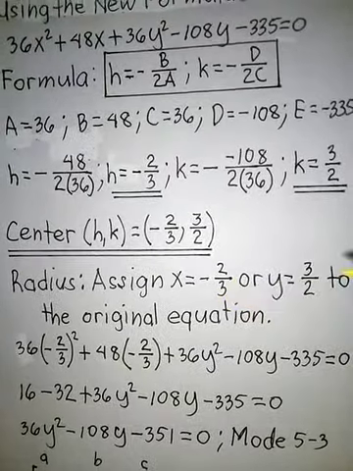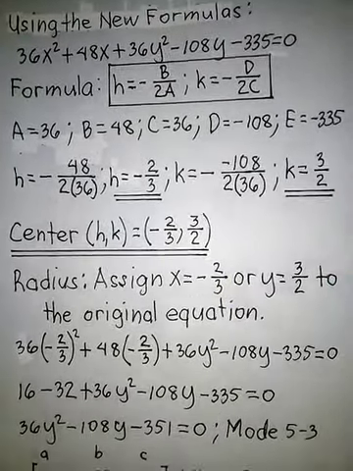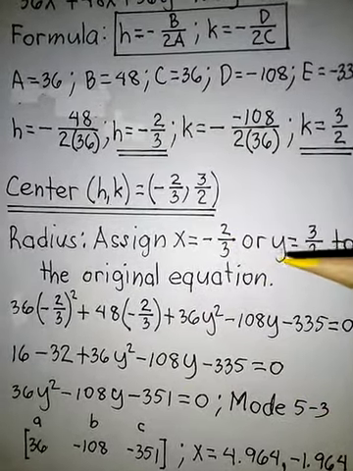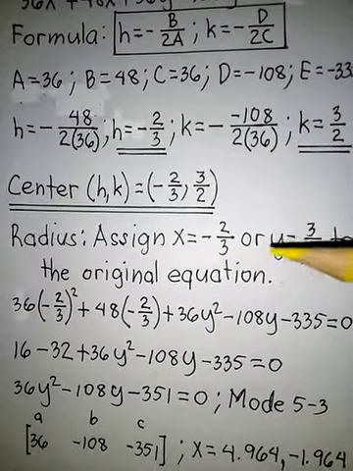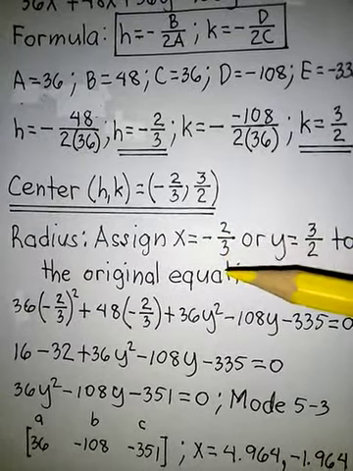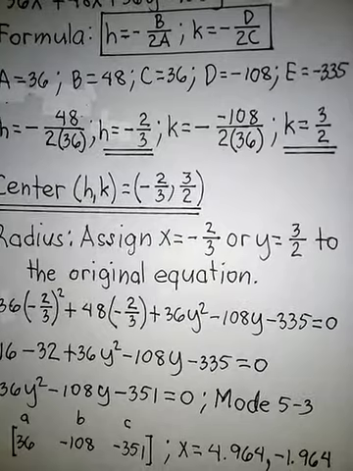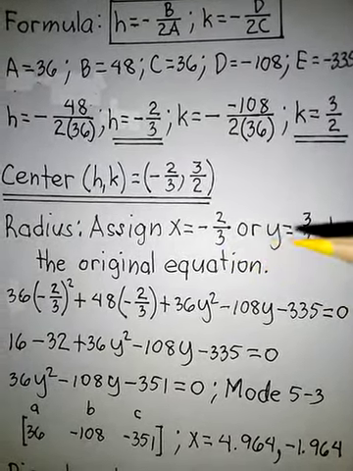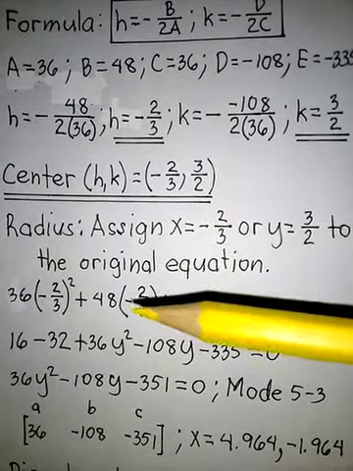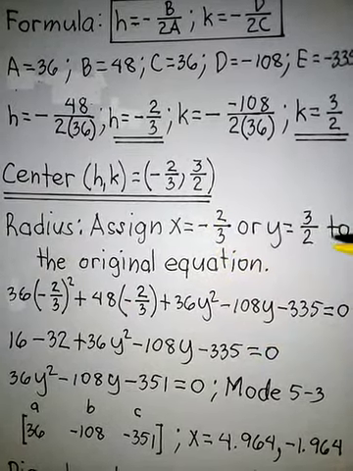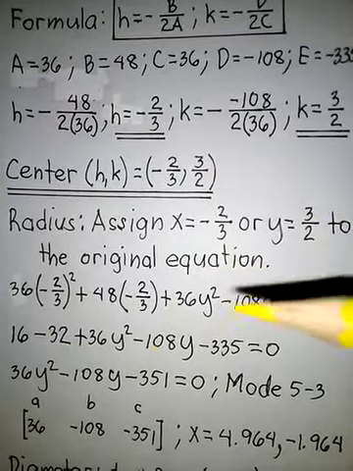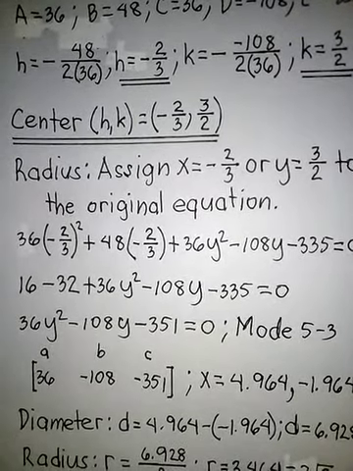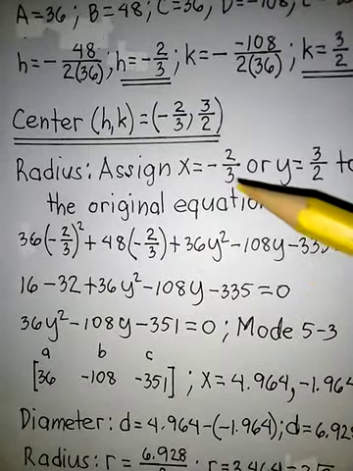For the radius, we will assign either x is equal to negative 2/3 or y is equal to 3/2 to the original equation. So it's either you substitute x is equal to negative 2/3 to the original equation, or substitute y is equal to 3/2 to the original equation. In this case, I choose x is negative 2/3. So we substitute x is negative 2/3.